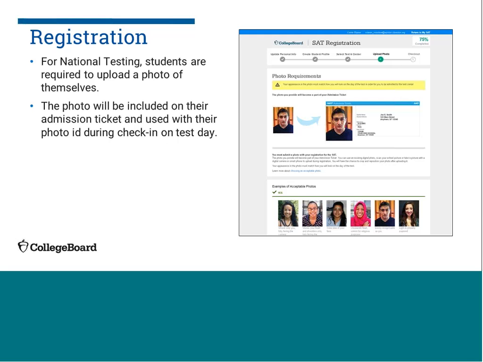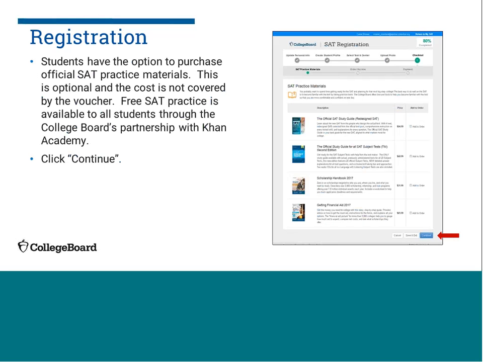And the use of this photo is on the admission ticket. Before they go to testing, they will need to print an admission ticket. That admission ticket will have their name and other information about themselves along with their photo. In order to enter the test on March 10th, they will need to show their admission ticket as well as an acceptable photo ID that matches the name on their admission ticket.